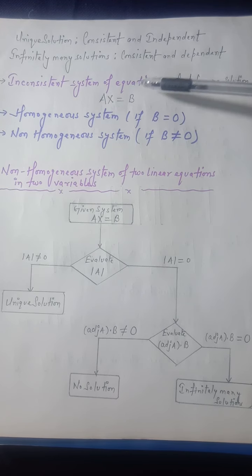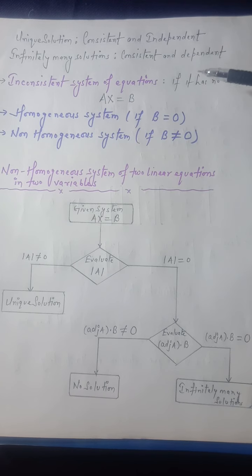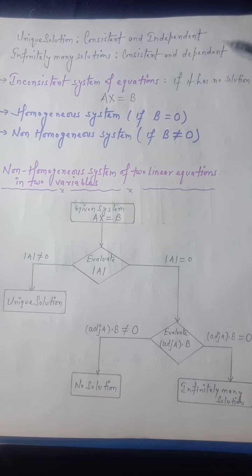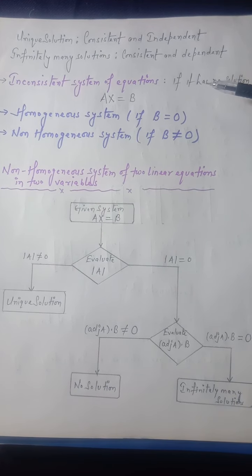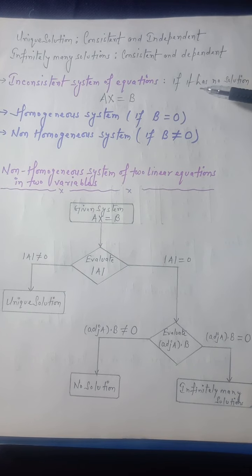Whereas an inconsistent system of equations means it has no solution. When a solution is not possible, we will say that the given system of equations is inconsistent. Clear? So consistent means a solution exists, inconsistent means a solution does not exist.